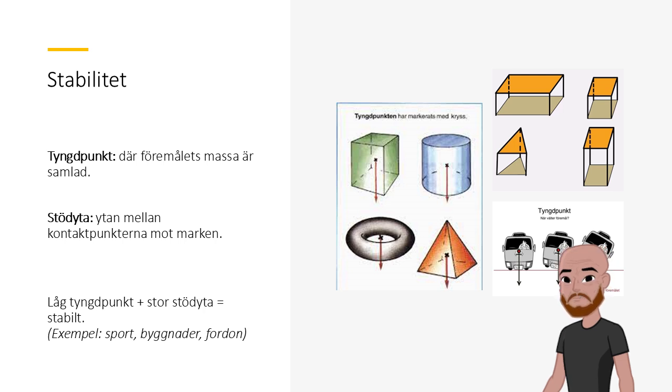Think of a sports car. It's low and wide, so it won't tip over in turns. Or a building with a wide foundation so it stands firmly. But if you raise the center of mass, like with a bus or a tall cabinet, it's easier for it to topple. So, low center of mass and large base of support. That's the key to stability.